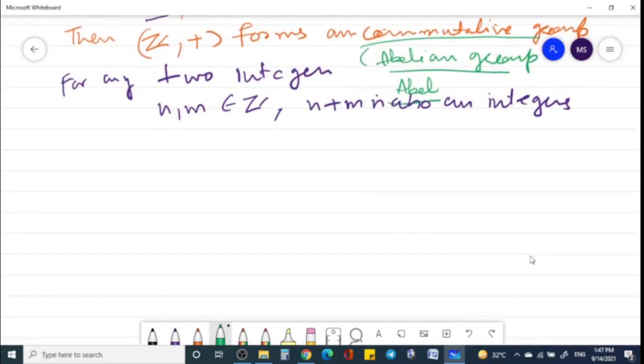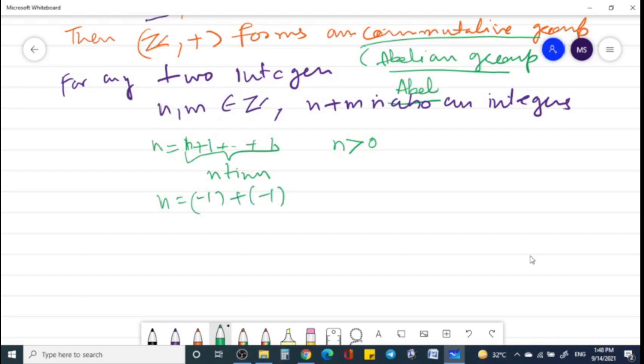Closure property is defined here. One can verify these conditions for positive integers easily by writing n as 1 plus 1 plus ... plus 1, n times, if n is a positive integer. And if n is a negative integer, then n can be written as minus 1 plus minus 1 plus ... plus minus 1, mod of n times.